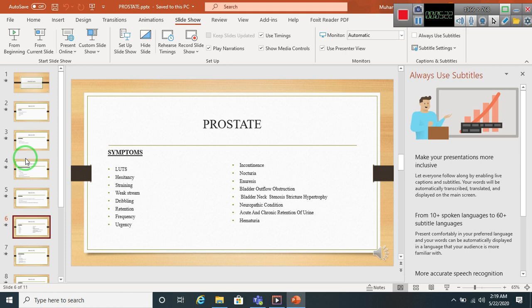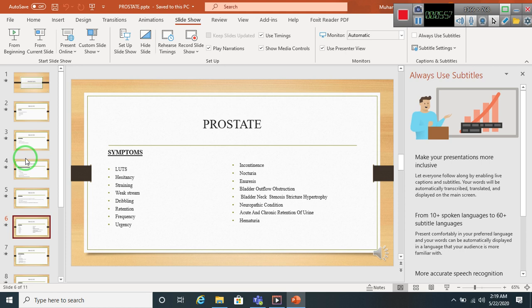Then straining. As the prostate gland enlarges, the patient has to strain, and when the patient strains, further retention occurs. He has to relax, and then the patient can pass the urine. If he does not relax, the urine further accumulates within the bladder. Weak stream: when the patient passes urine, the parabola that is normally formed by the urine is not formed, and the urine falls immediately in front of the urethra.